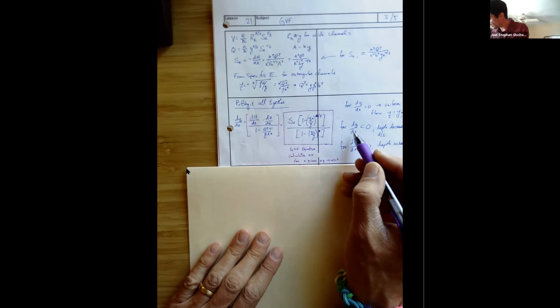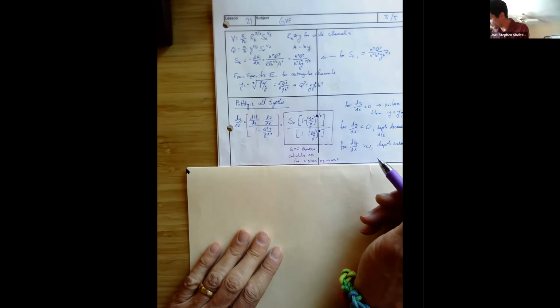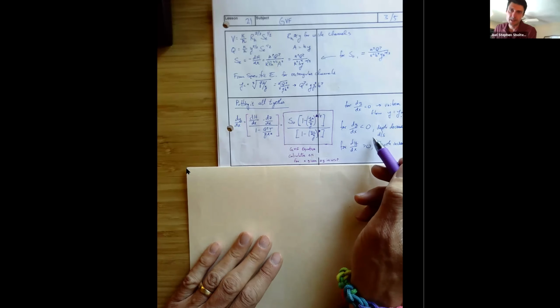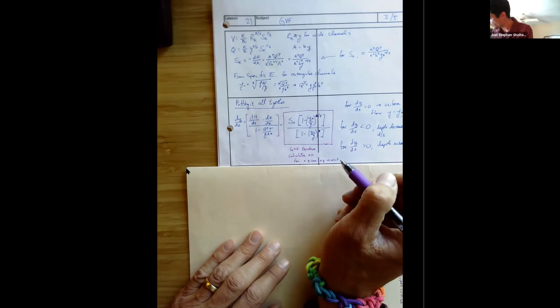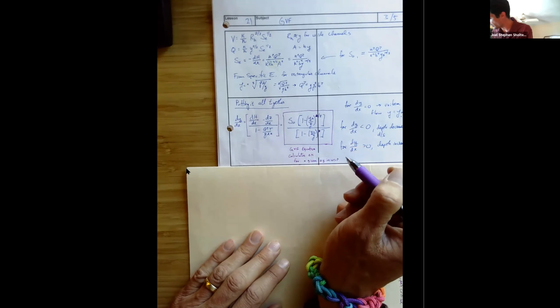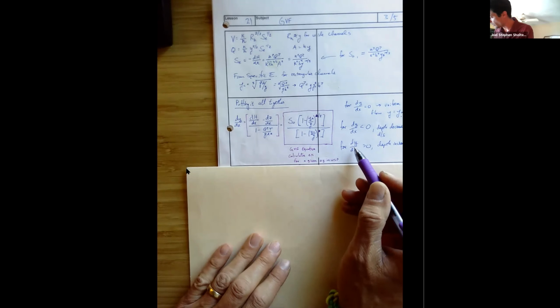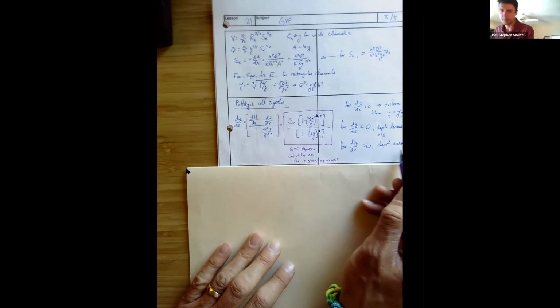When dy over dx is less than 0, so when it's negative, that means our depth is decreasing downstream. And that's when the normal depth is smaller than the critical depth. And then when our dy over dx is greater than 0, our depth is increasing.